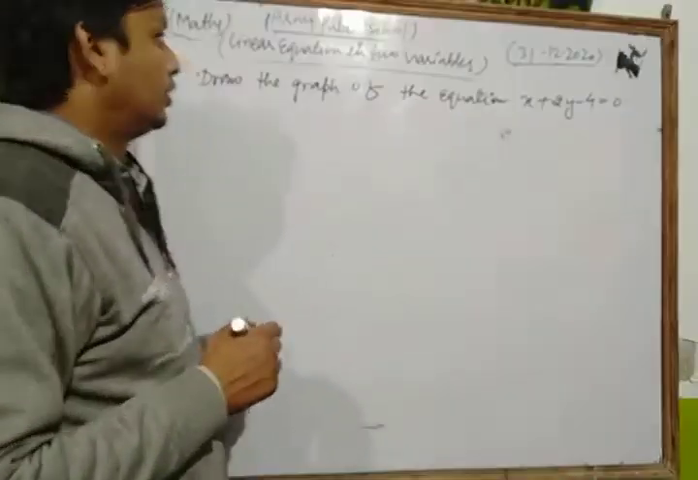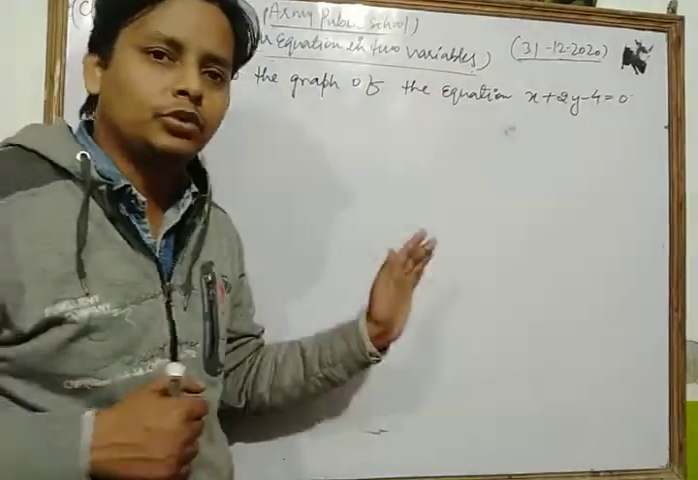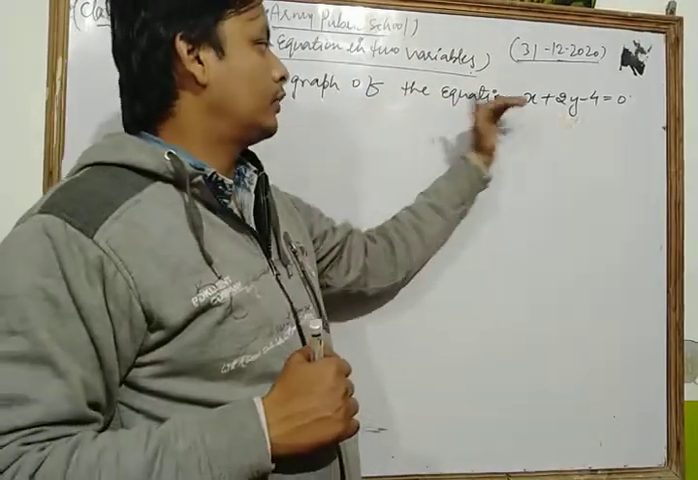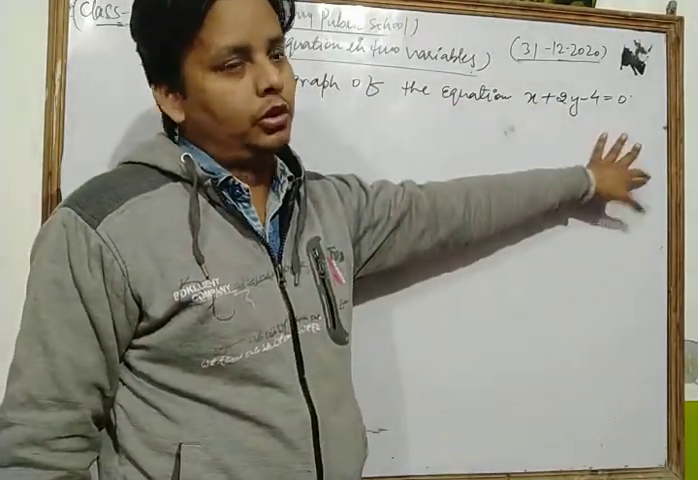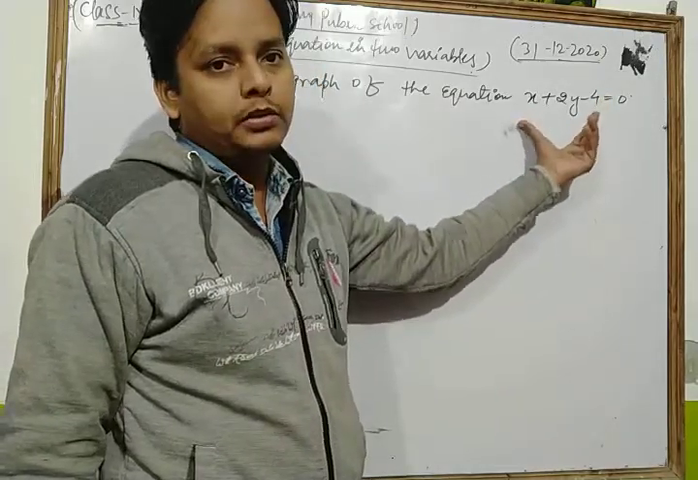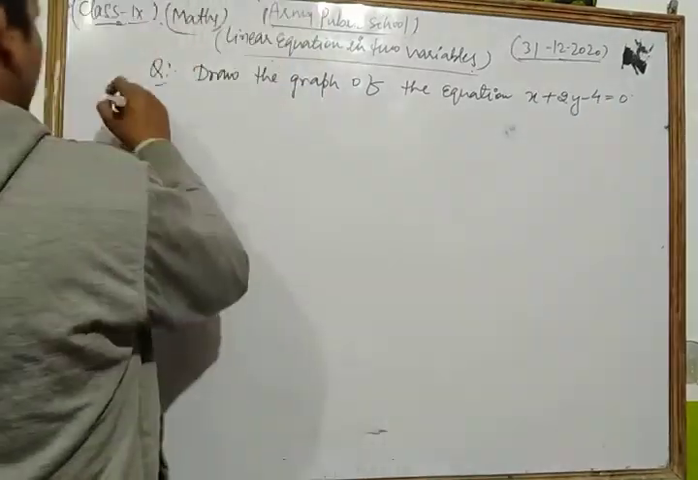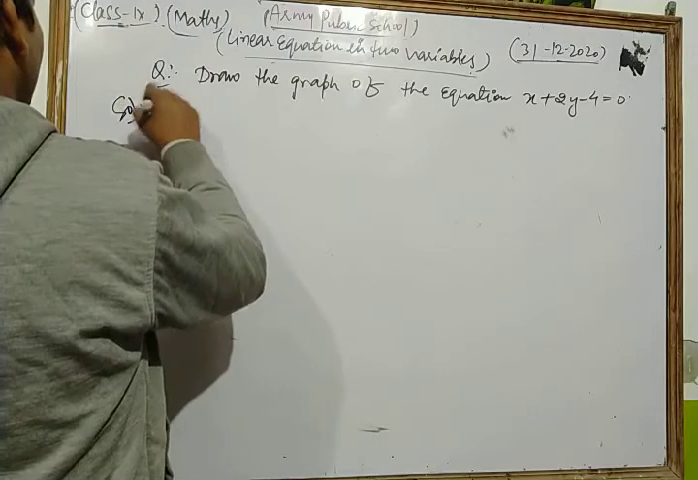Okay, now here let's see, dear student, in that question we draw the graph of the equation x plus 2y minus 4 is equal to 0. So this is a linear equation in two variables. Now let's see its solution. Let's see what is the process to solve.